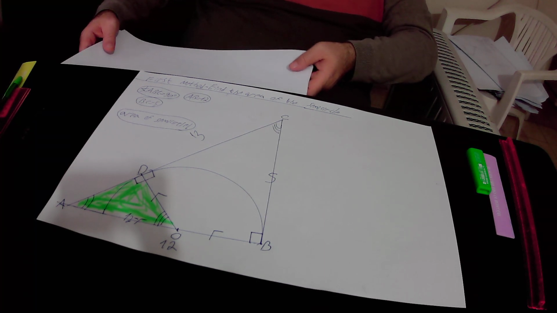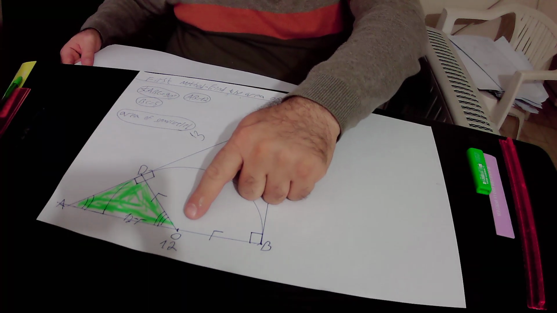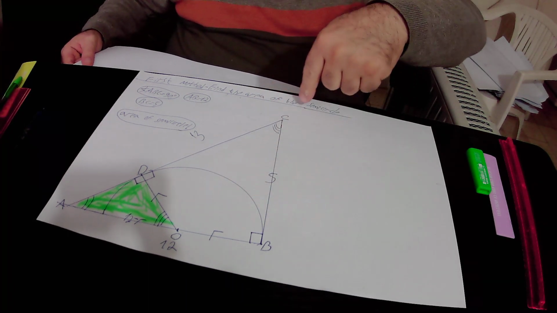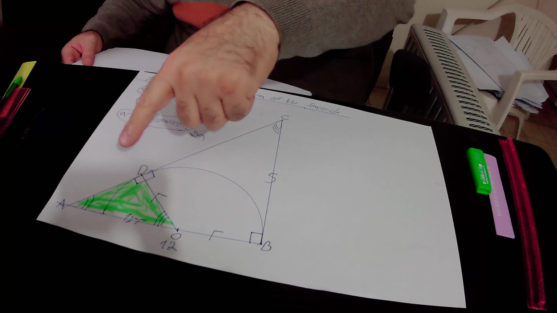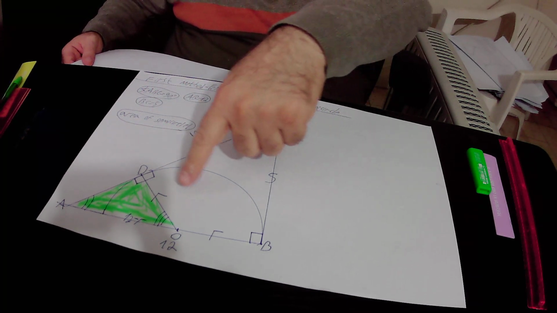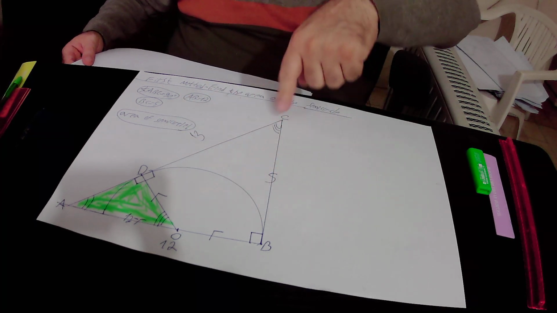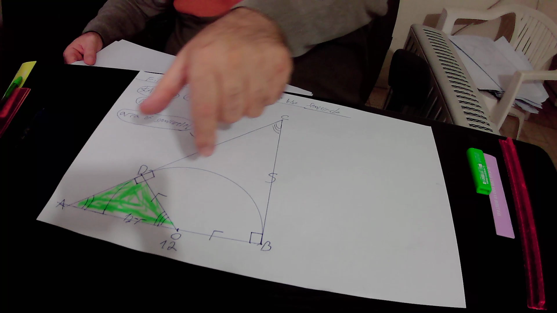So we define the center of this semicircle as point O, and we define the touching point between tangent CA and the semicircle as point D. We join points O and D together by a straight line. OD is the radius, OB is also the radius. And what is the value of AO?